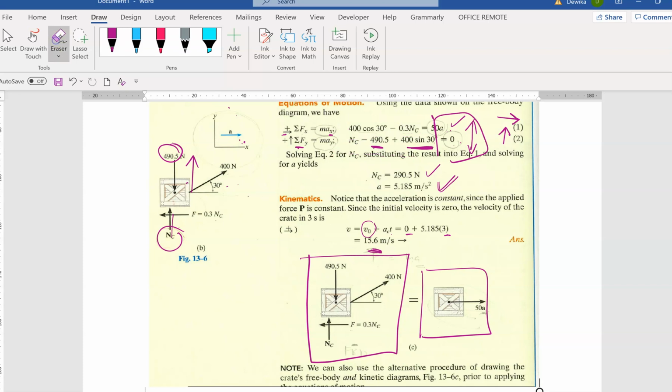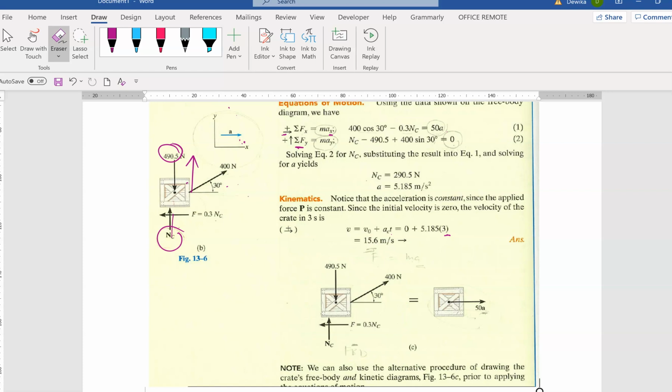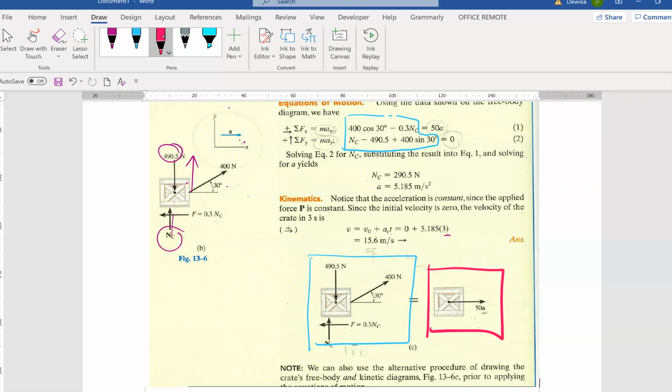Let me just erase everything. I'll give you a color code so that you understand what the diagram actually means. I'm going to use 2 colors here. This portion is all the forces. Can you see all the forces? Now this portion is the kinetics. So that is the difference between them. You need to show this and this for marks. This is what is shown here.